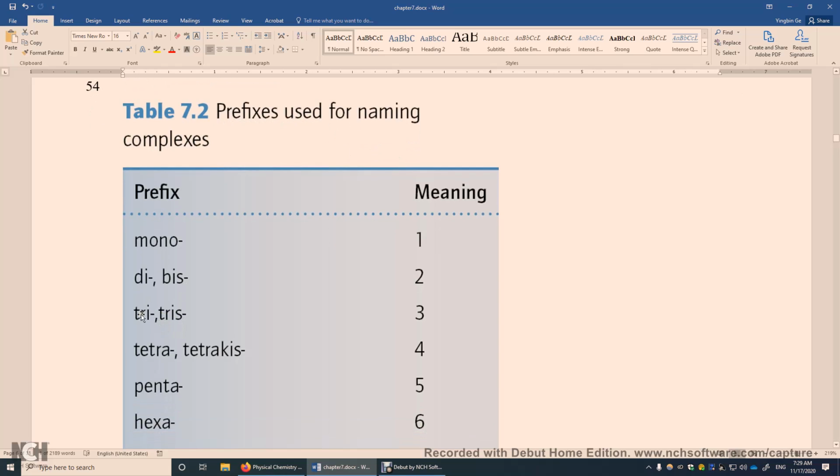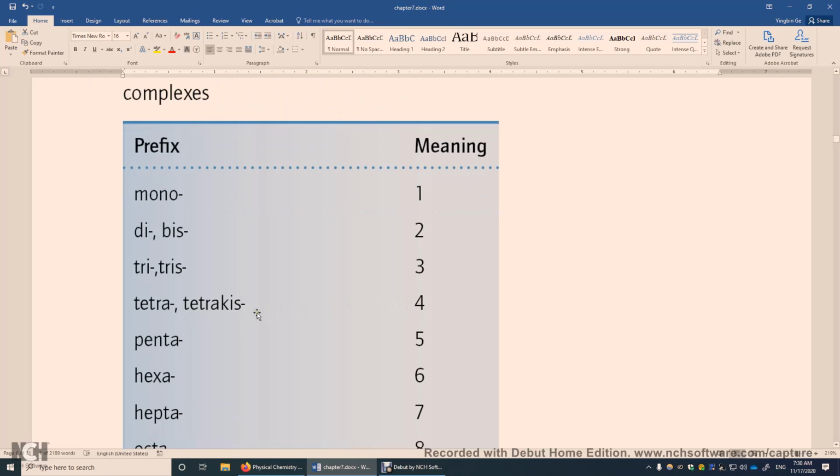Similarly, you use tri or tris in front of 3 ligands. Okay, so if it's just chlorido, just trichlorido, triaqua, triammine, that's easy. But again, if the ligand name is complex, you use tris. For example, if you have 3 diphenylphosphino, you say tris diphenylphosphino to indicate that there are 3 diphenylphosphino ligands bonded to the same transition metal center.